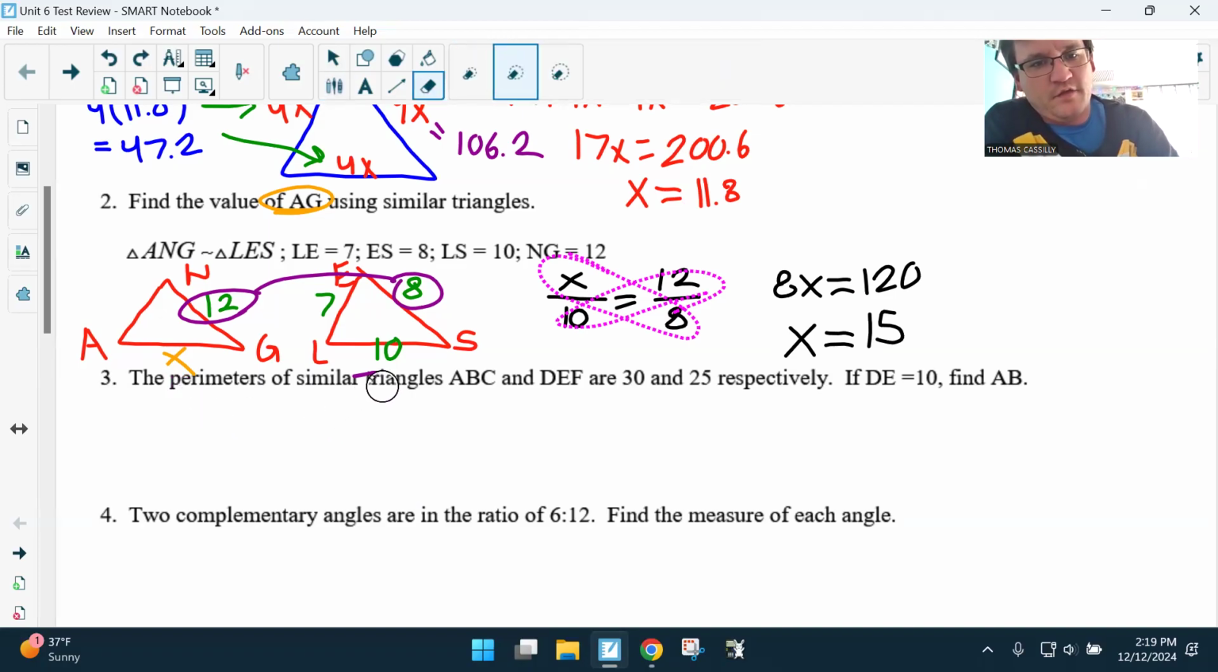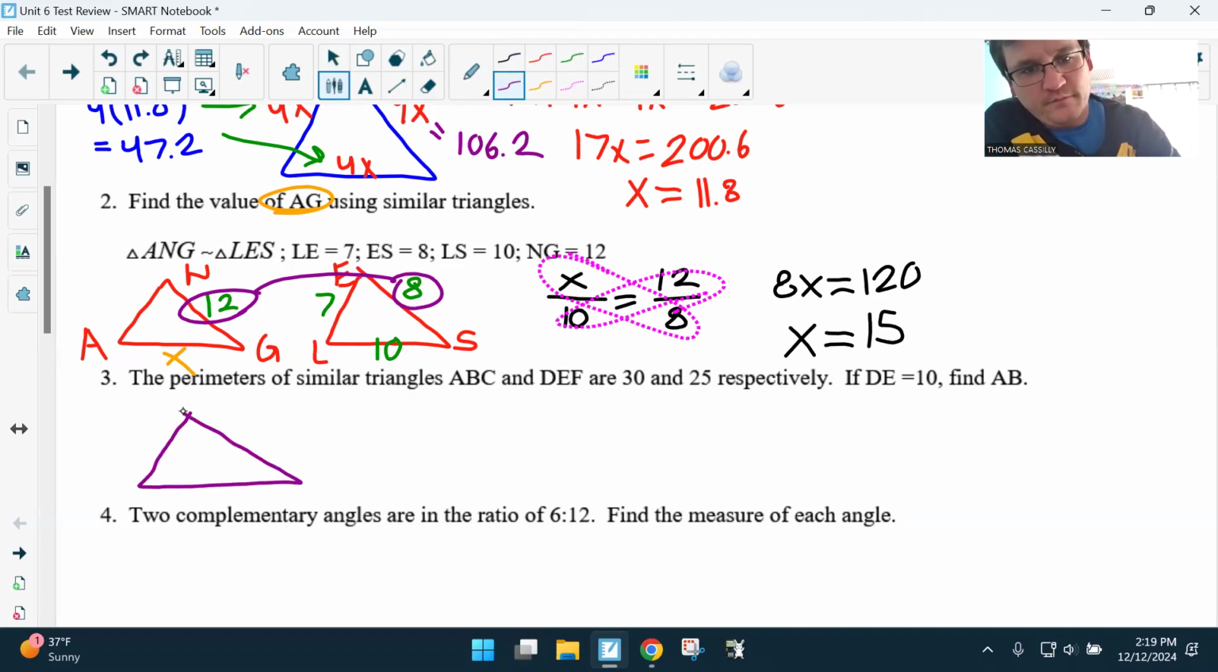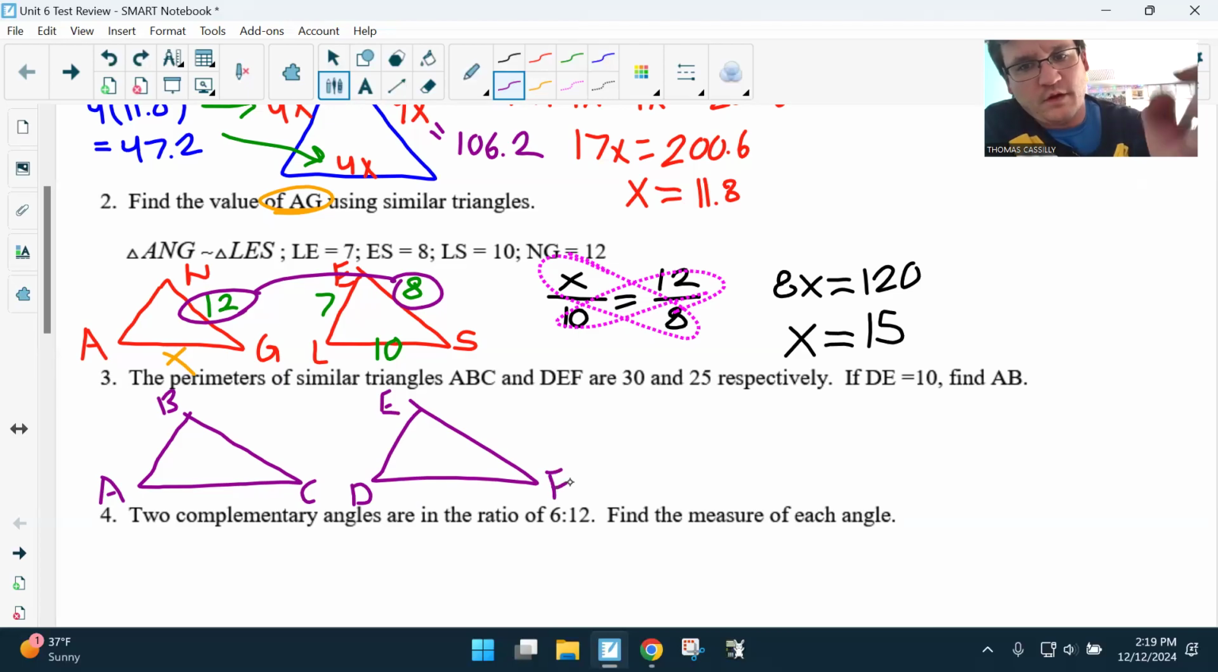Now the next one, the perimeter of similar triangles. So I have more similar triangles, so I'm going to draw two triangles. I got ABC, and I have D, E, F. All right. So let's see the perimeters. I'm going to say P equals 30 and P equals 25.